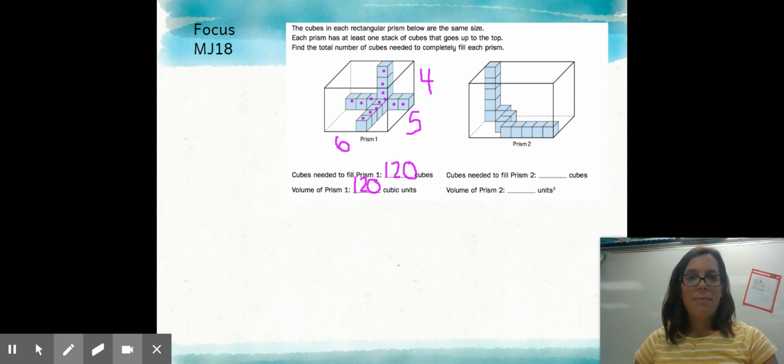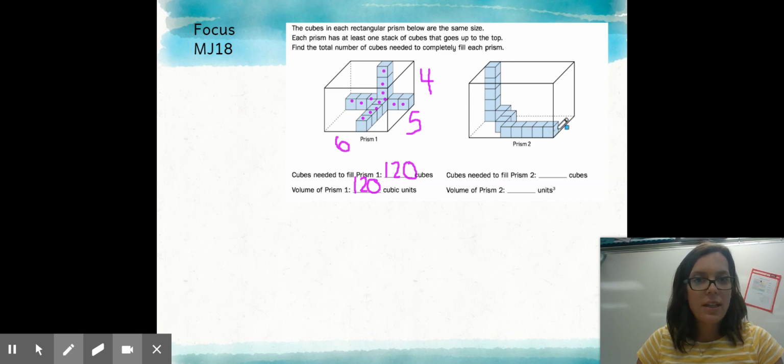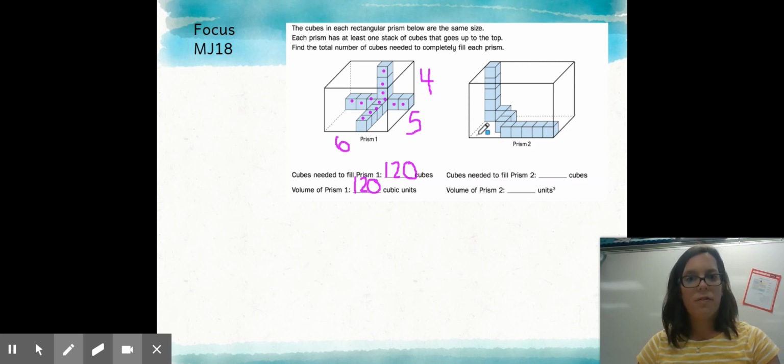So go ahead and pause the video and see if you can try to do problem 2. Okay, so let's take a look. I'm going to look at my width first. How many cubes go from left to right? 1, 2, 3, 4, 5.